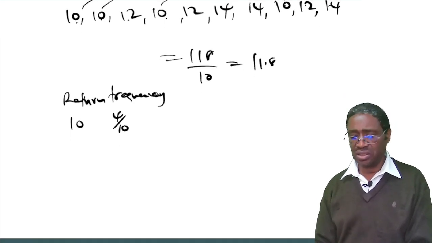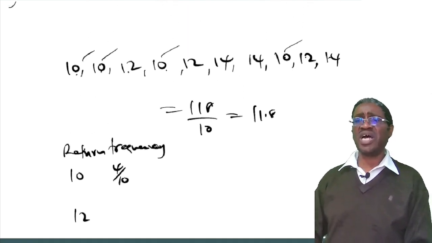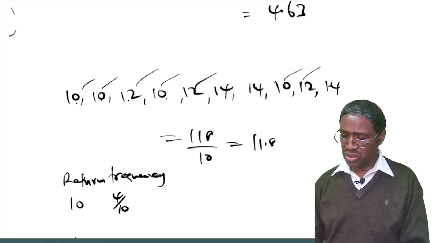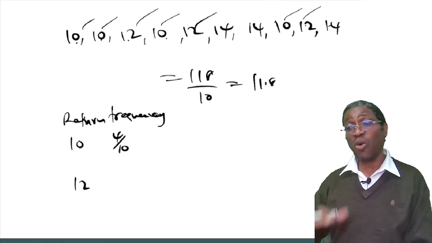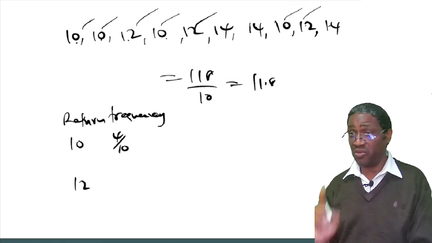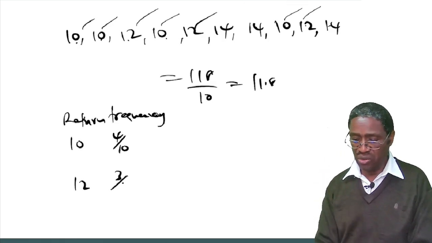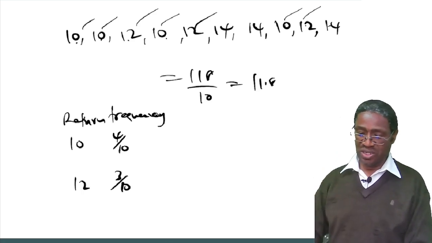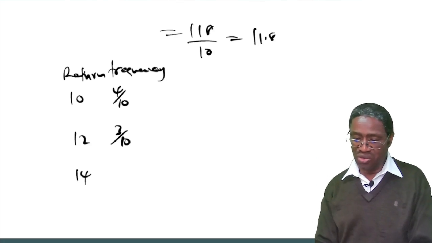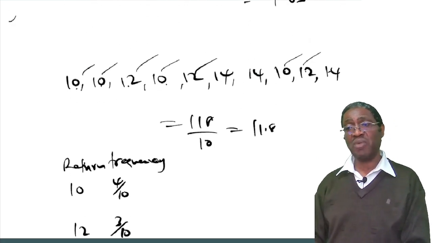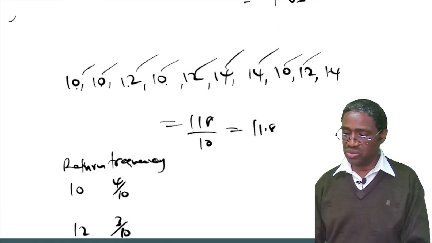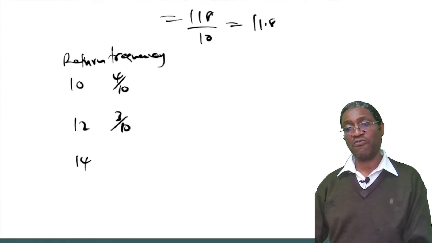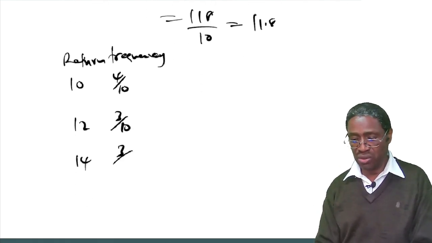There is another return, 12%. How many times did it occur out of 10 times? 1, 2, 3 times. The frequency of 12% as a return was 3 out of 10 times. That was the frequency. Good. Then there is another return you got of 14%. How many times did it take place? 1, 2, 3. 3 times. So the frequency of 14% was 3 out of 10.